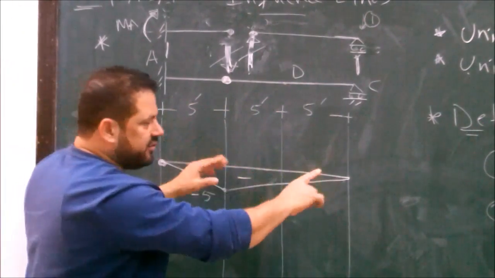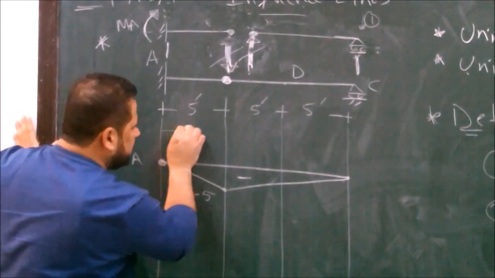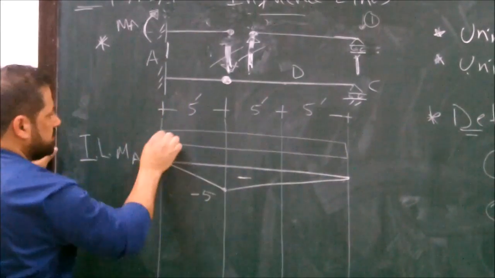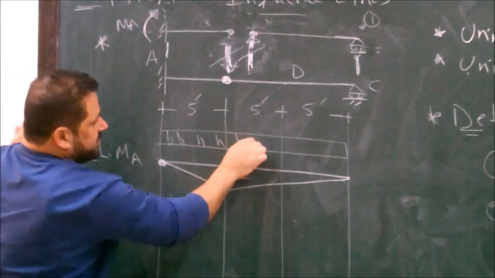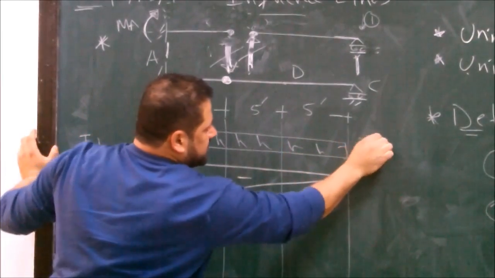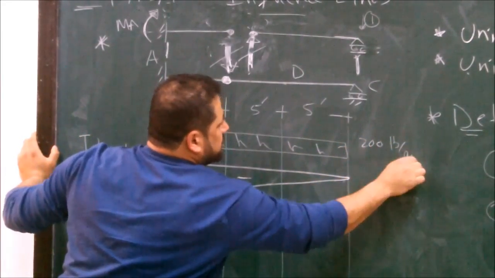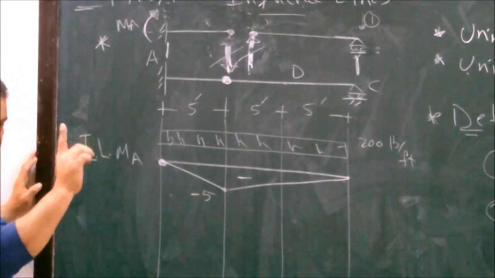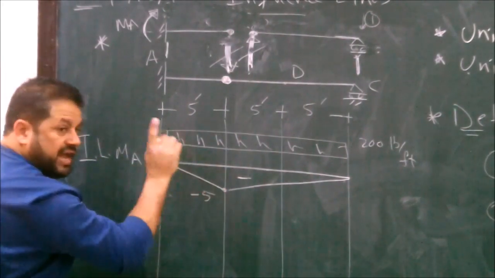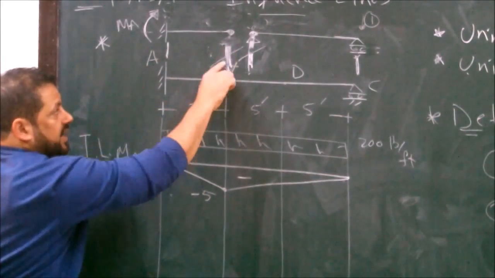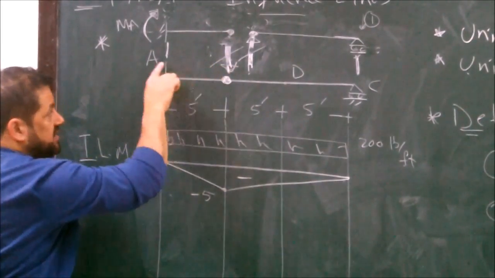The dead load we cannot avoid. It is on the whole area, everywhere, 200 per foot. So how much moment will it give me? Look, if we have one load here at this point, how much is the moment here?